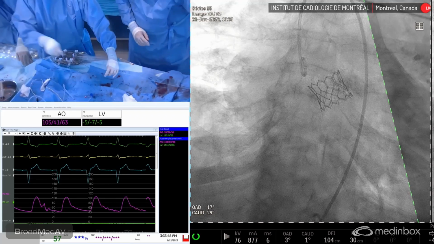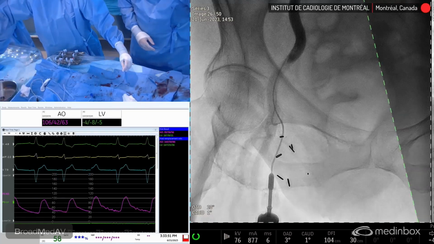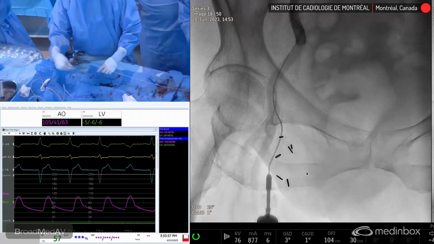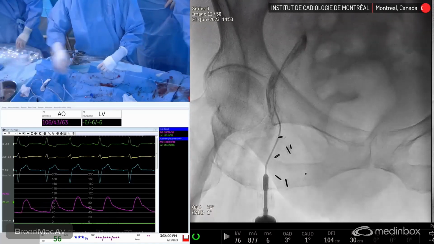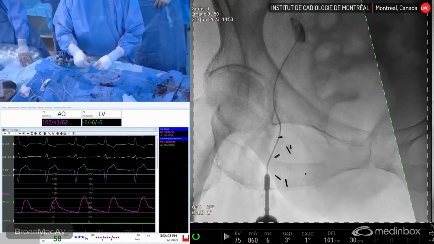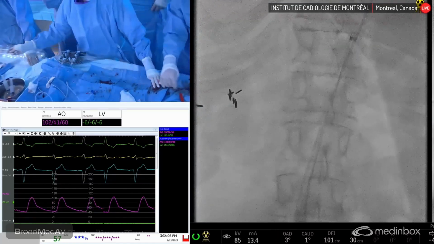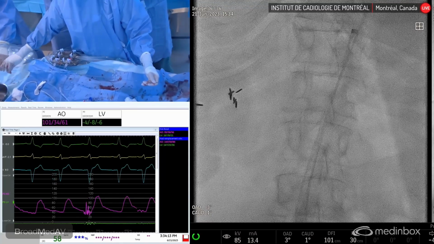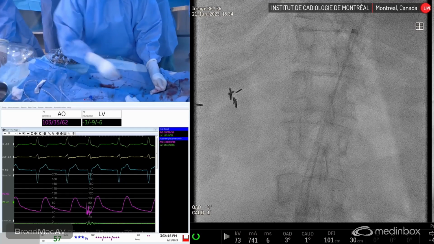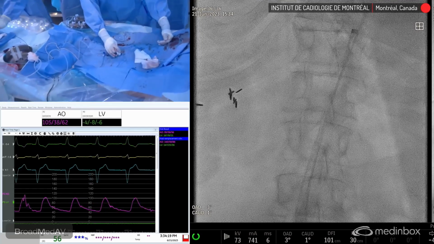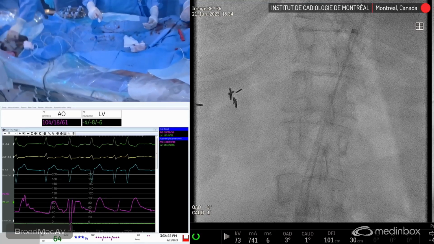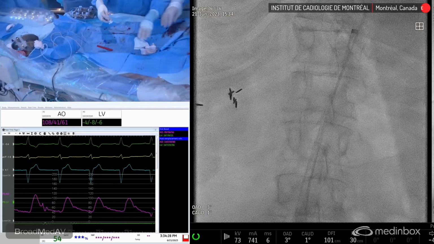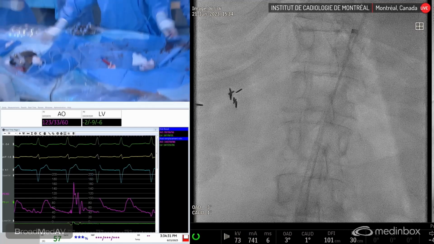So I'm going to put a stiff wire here. I'm going to cross over. Okay. I'm going to cross over and then we're going to do the MANTA. For those of you who saw our case last week, we do the MANTA under ultrasound guidance. So I will just leave a stiff wire on the valve side and then I'm going to cross over on the other side. We're going to leave our wire in though. Okay. Try not to take it out. Thanks. Okay. Let's advance the wire in there.